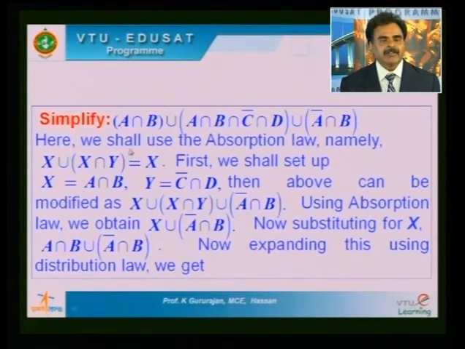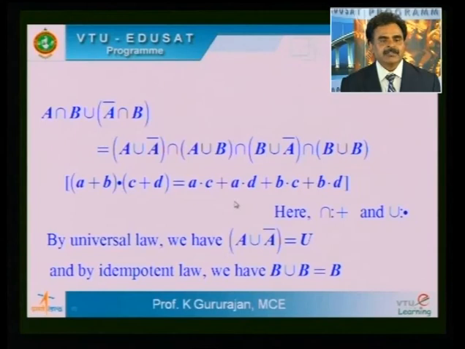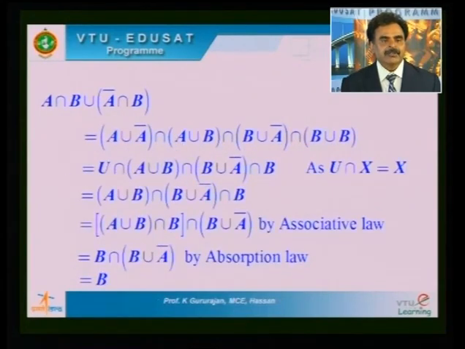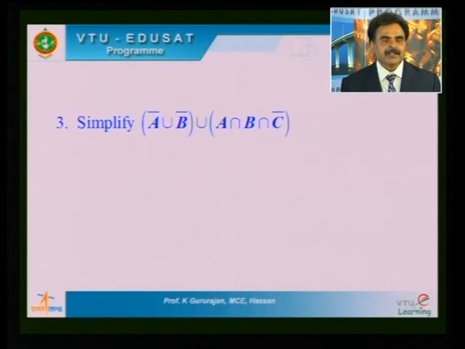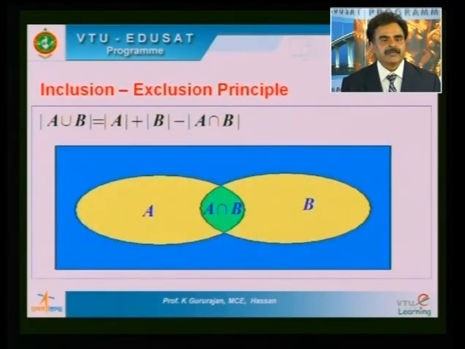Whenever we work with either 2 sets or 3 sets, we do not mind if you use the membership table or Venn diagram, but when a problem involves more than 3 sets, we have to use the laws of set theory. This is what I have done here. Understood, all of you? Now, if you have understood all this, I have given you one more problem on simplification: A complement union B complement union A intersection B intersection C complement. Try to simplify it in the same way I had done, by using the laws of set theory.